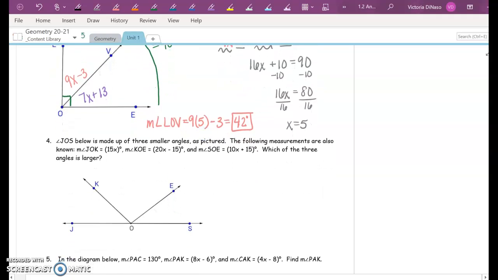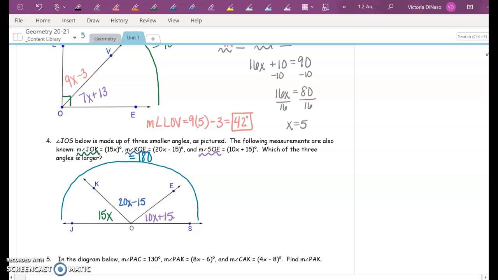Number 4, angle JOS is made up of 3 smaller angles as pictured below. So if you take a look at angle JOS, this entire angle measure is a straight angle, so therefore the whole thing equals 180 degrees. It says that the measure of angle JOK is 15x. Then we have the measure of angle KOE is 20x minus 15. And then finally the measure of angle SOE is 10x plus 15.